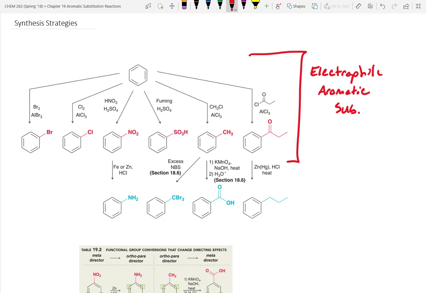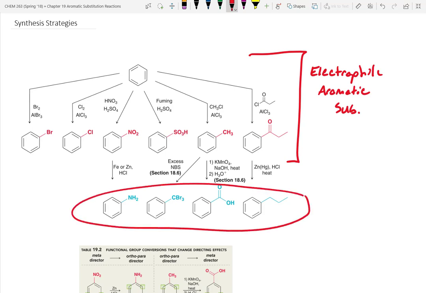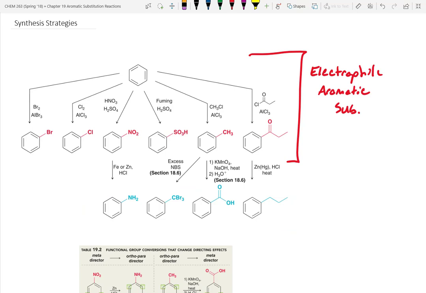Today, we might get into the other class that's nucleophilic aromatic substitution reactions, and those go through a very different mechanism. In addition to that, we also have these reactions down here where we can further change the functional groups by doing reactions like reducing a nitro compound, brominating a benzylic position, or oxidizing a benzylic position. And we also saw this Clemmensen reduction.